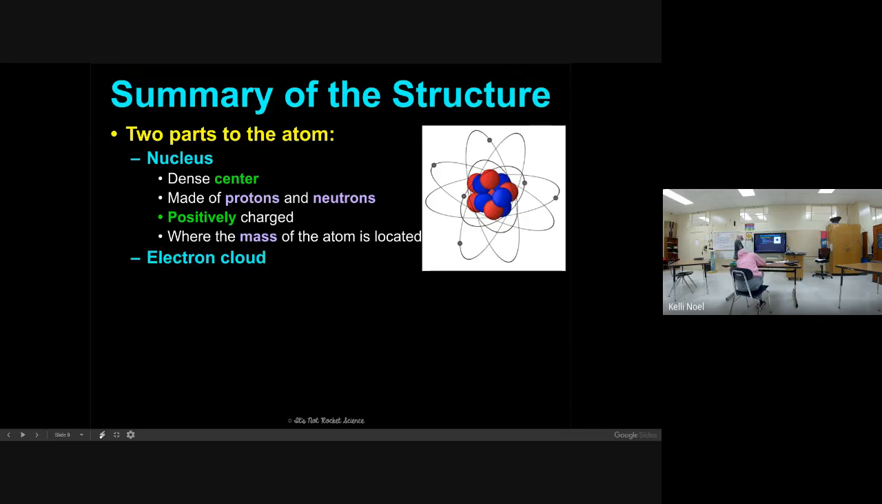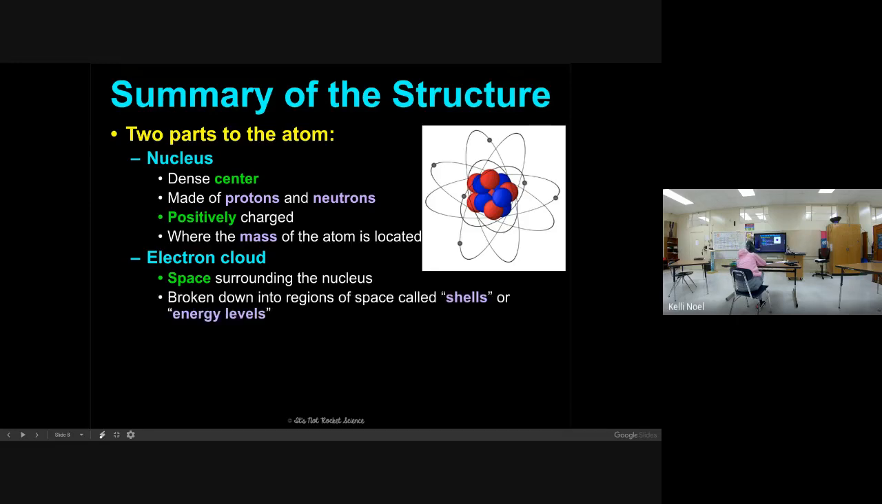Now in the cloud is the electrons. So you can find electrons in that space around the nucleus based on energy, hence the energy levels or energy shells. You'll see the term shells and you'll see the term energy levels. If you go to community college or college, when you take chemistry, you'll learn more about the shells and things than we would do here in physical science.